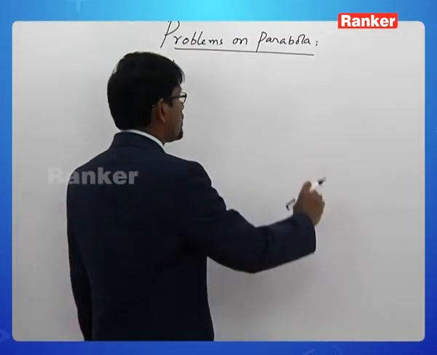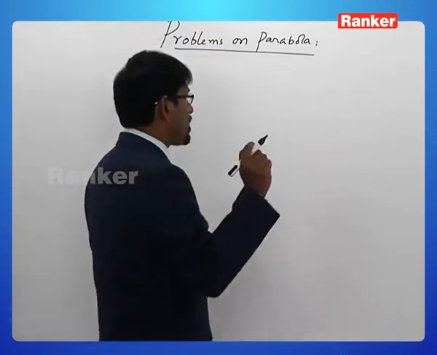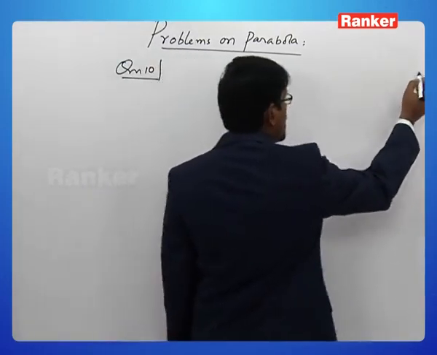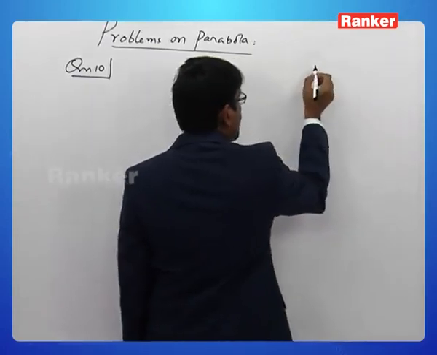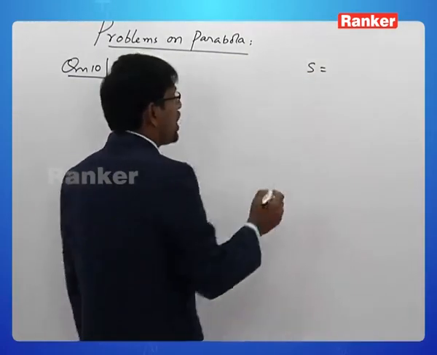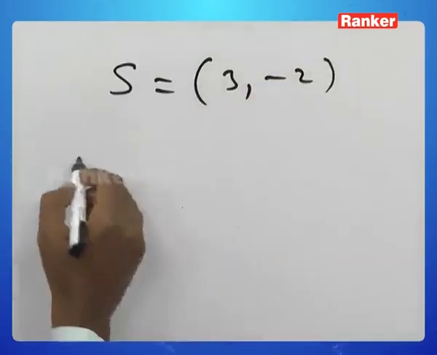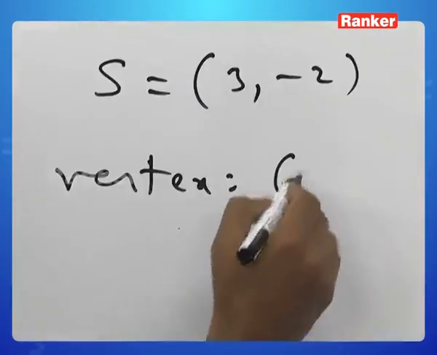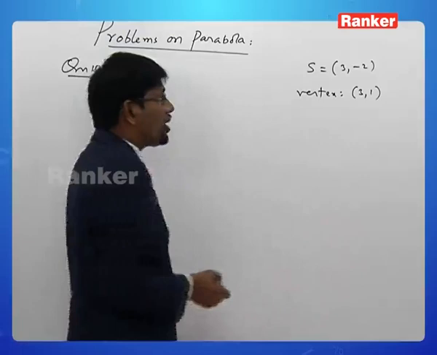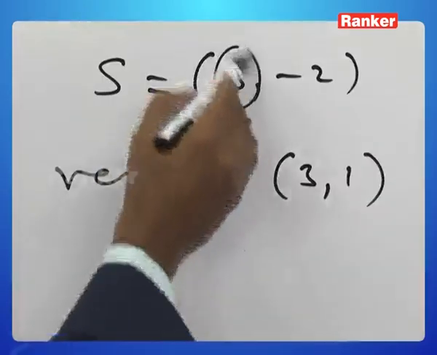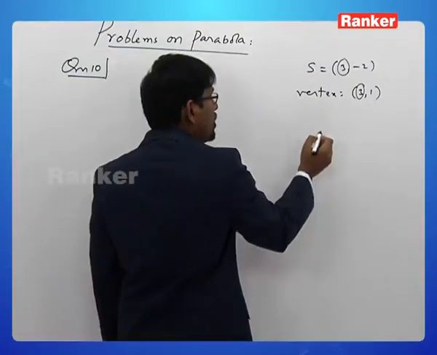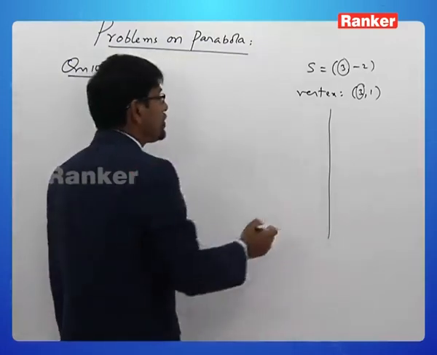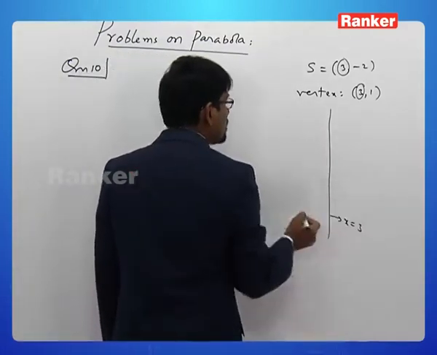Let's see how it goes. Let us first plot these two, vertex and focus, in a coordinate plane. Focus is (3, -2). Vertex is (3, 1). Let's observe that both of them are on the line x = 3. We see that the x coordinate is the same for both, so both these lie on the line x = 3.